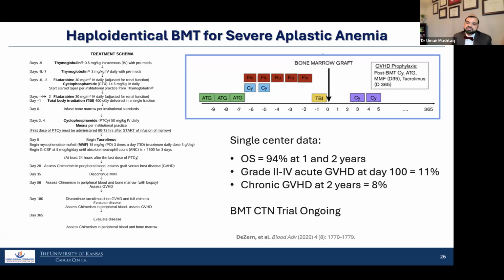ATG. It's half the dose compared to what is used in other lymphodepletion protocols. Fludarabine, cyclophosphamide. TBI is 2 fractions, so instead of 2 grays, it's 4 grays. And then there is post-transplant cyclophosphamide. And with that, you give 1 month of mycophenolate, and tacrolimus is given for a year. And now we have this trial open as a BMT-CTN trial, cure aplastic anemia. And we'll see the results of that.